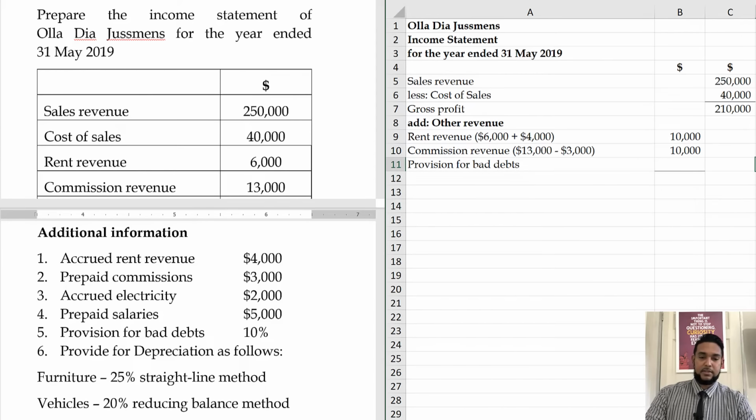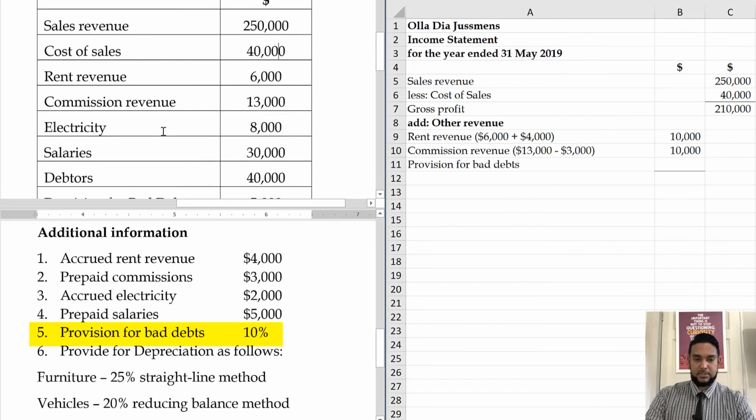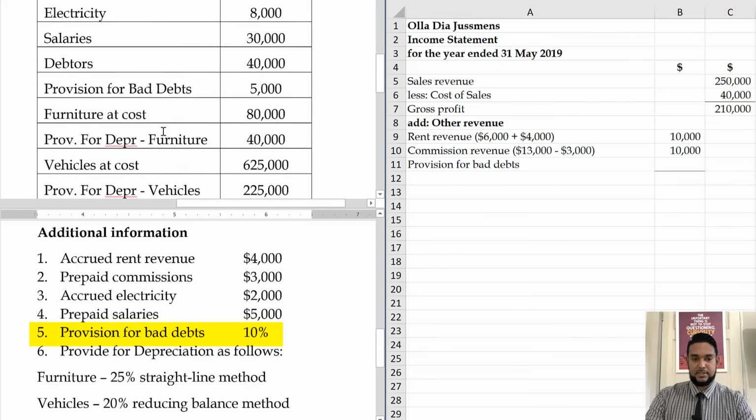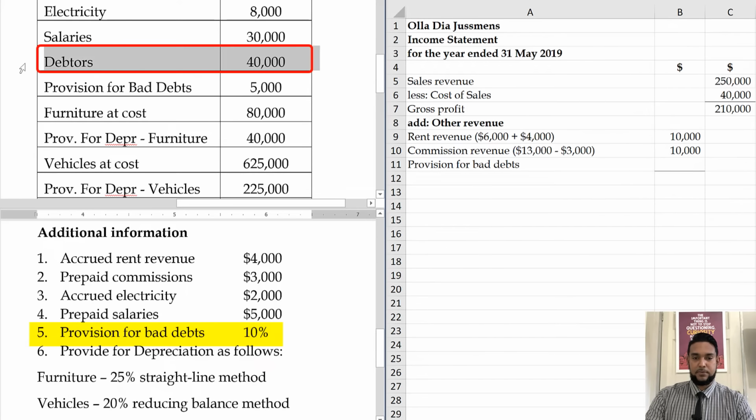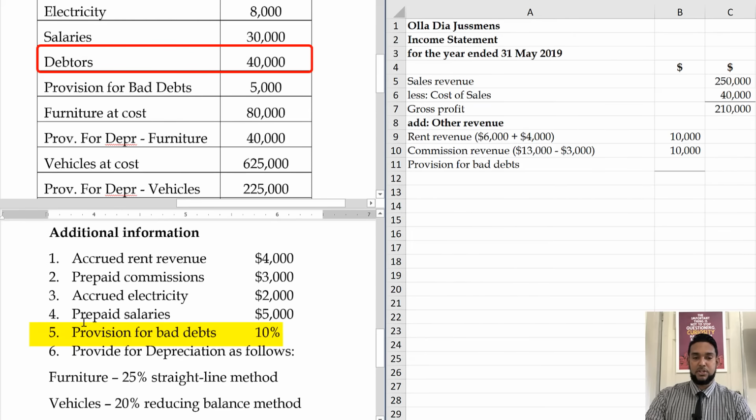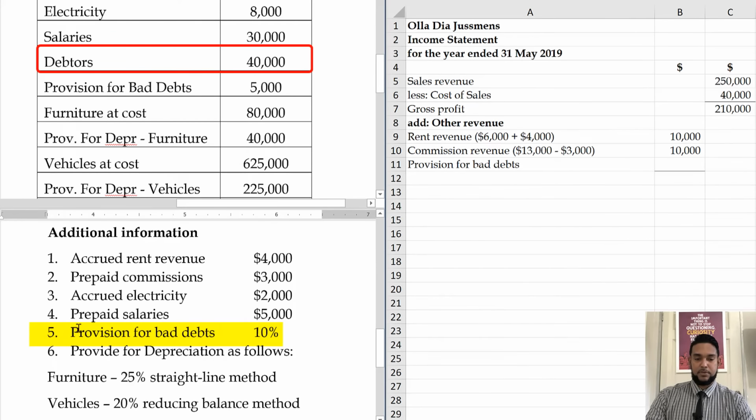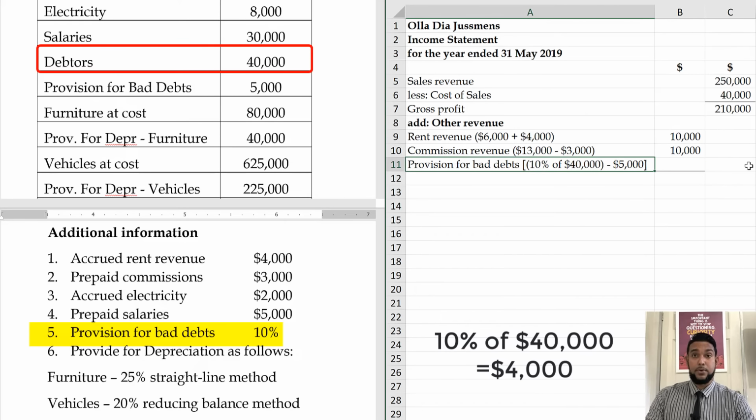So we need to calculate 10% of debtors. Let's scroll down to see where debtors is. I'm seeing a debtors figure of 40,000 and an existing provision of 5,000. Down in the additional information, I'm seeing provision for bad debts 10%. Now that's 10% of debtors. So what's 10% of 40,000? 10% of 40,000 will give us 4,000.